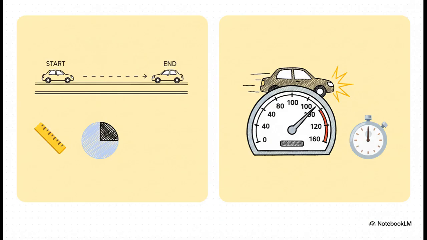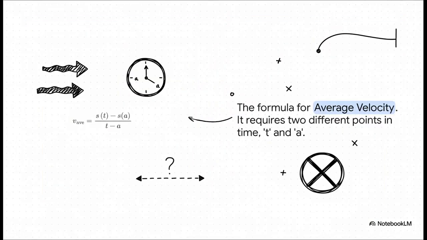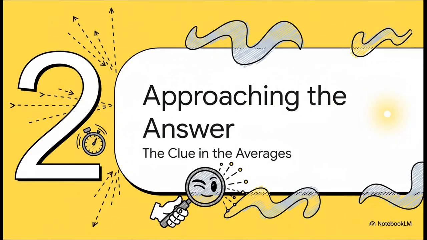And that's our target. So our investigation has to start here with the formula for average velocity. You see, it's the change in position divided by the change in time. It's a great tool, don't get me wrong, but it's got one huge flaw for what we're trying to do. It needs two different points in time. It needs an interval. Okay, so if our only tool requires an interval, but what we want to measure is a single instant, what do we do?